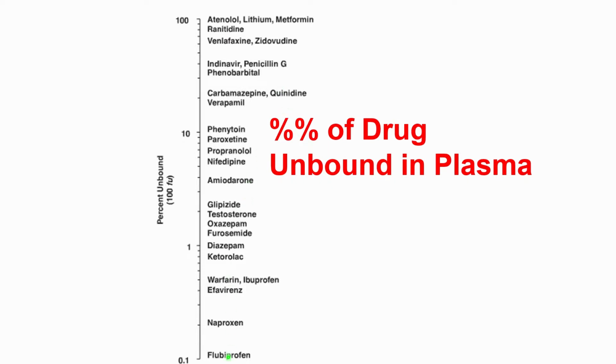Another picture showing percentage of drug unbound in plasma. For example, lithium salts, yes, 100% unbound. Antibiotics like penicillin, phenobarbital molecules are mostly unbound. On the other hand, naproxen, diazepam, ibuprofen are mostly bound in plasma. Some of them are bound to 99.9% extent.